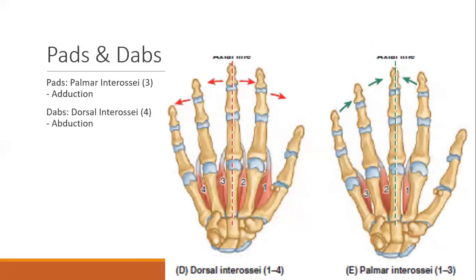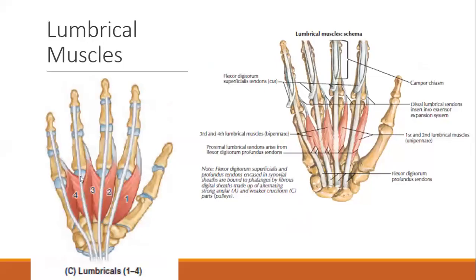But yes, so here are your lumbricals, 1 and 2 versus 3 and 4. And you can see how they start on the tendons of your flexor digitorum profundus, but they insert on the sides here of your bones. Does that make sense? Yeah, that makes sense. Thank you.